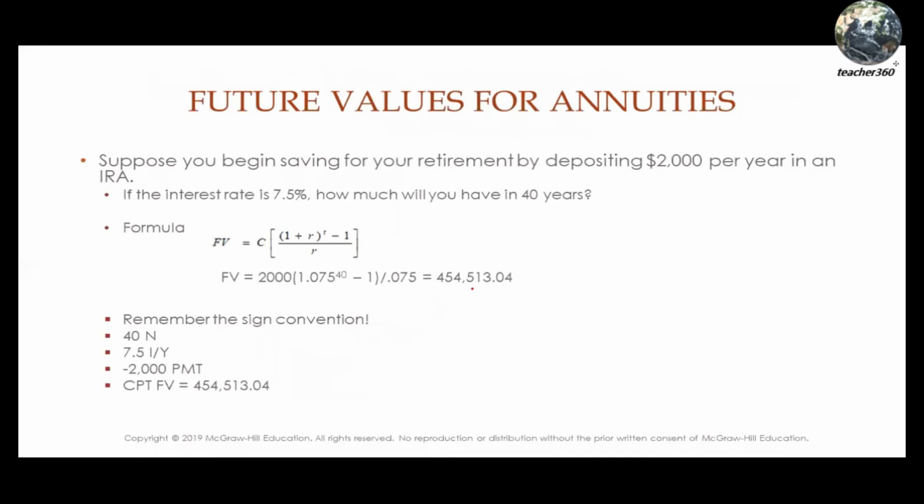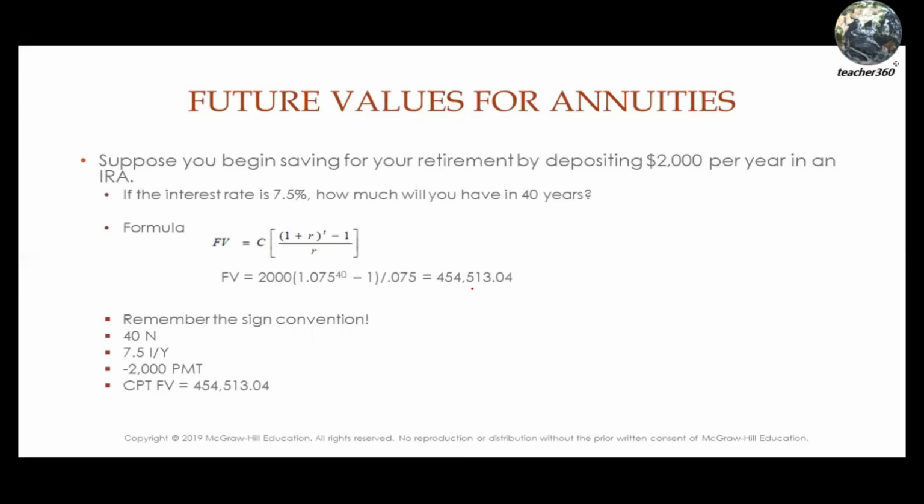Future value for annuity. Suppose you begin saving for your retirement by depositing $2,000 per year in an IRA. If the interest rate is 7.5%, how much will you have in 40 years?